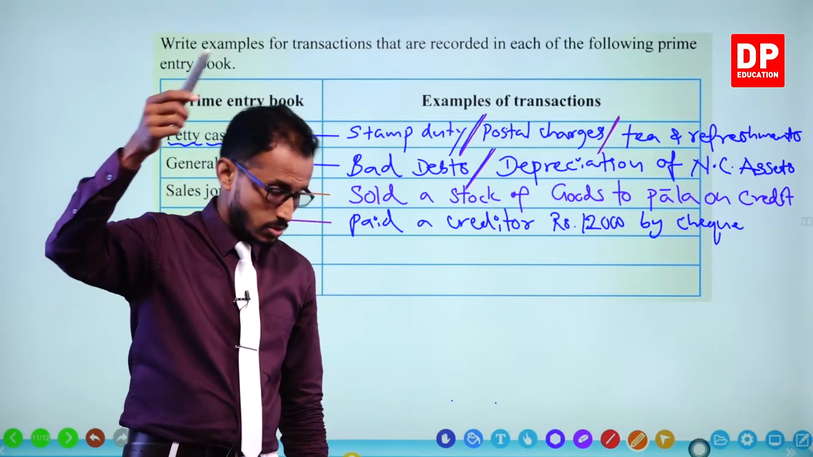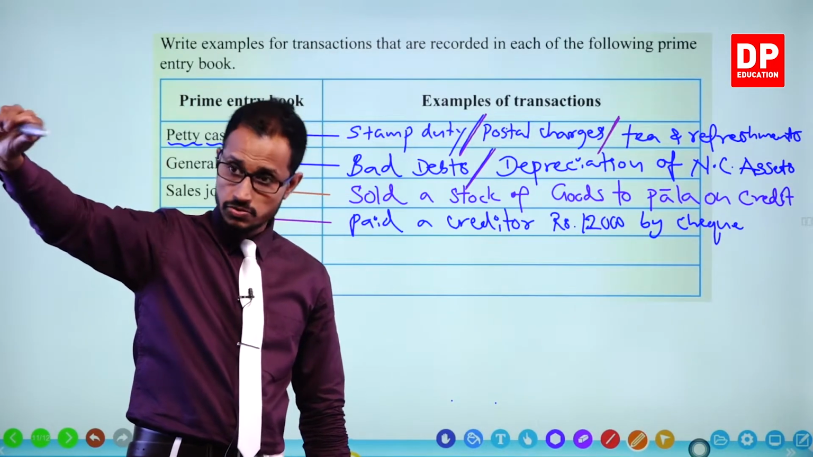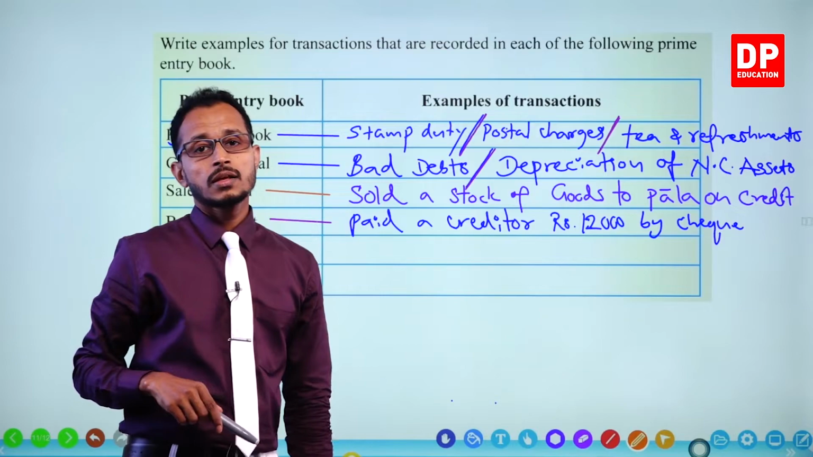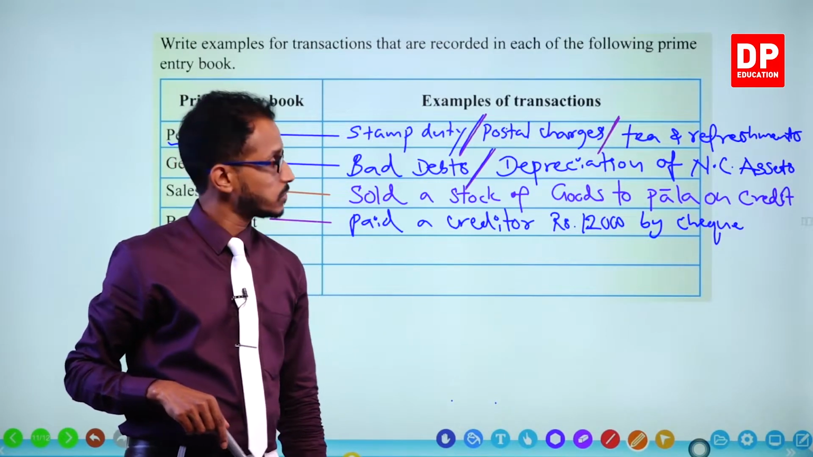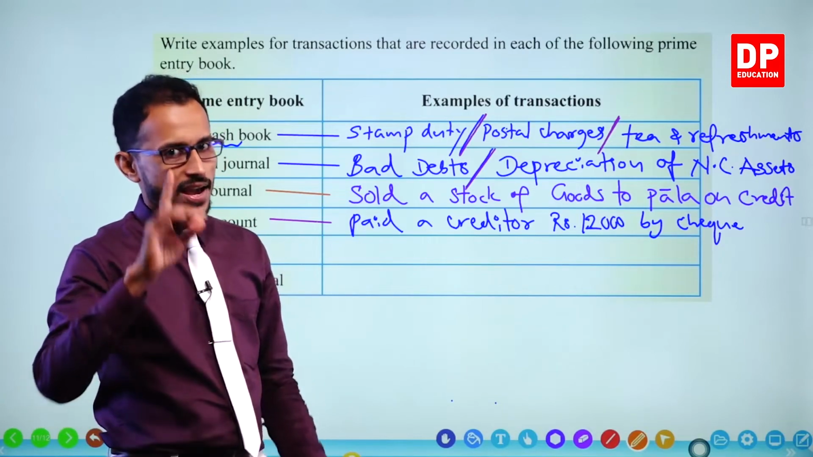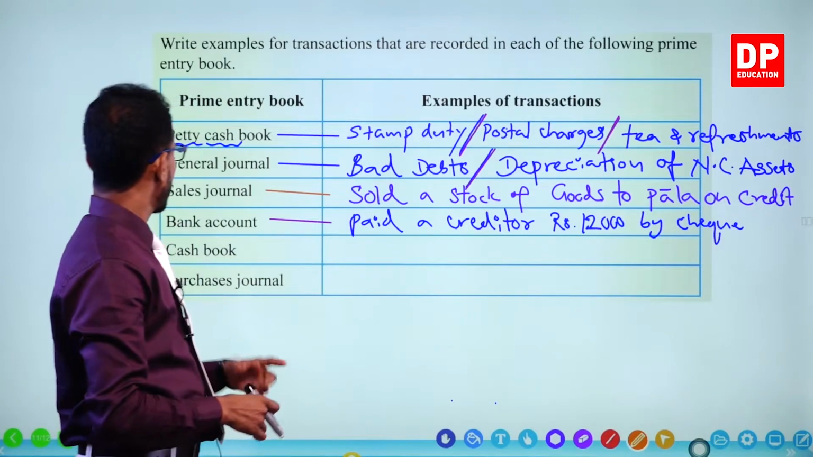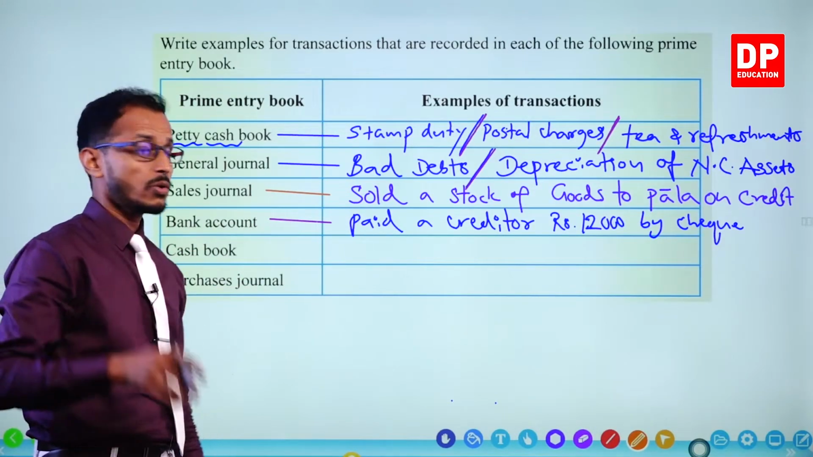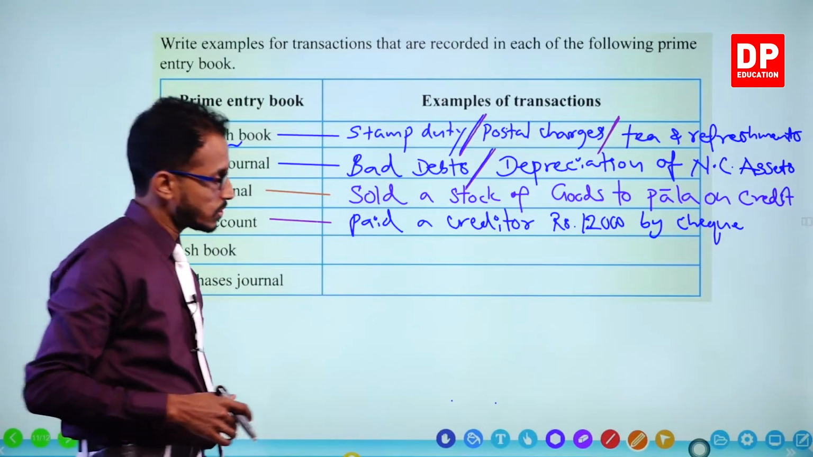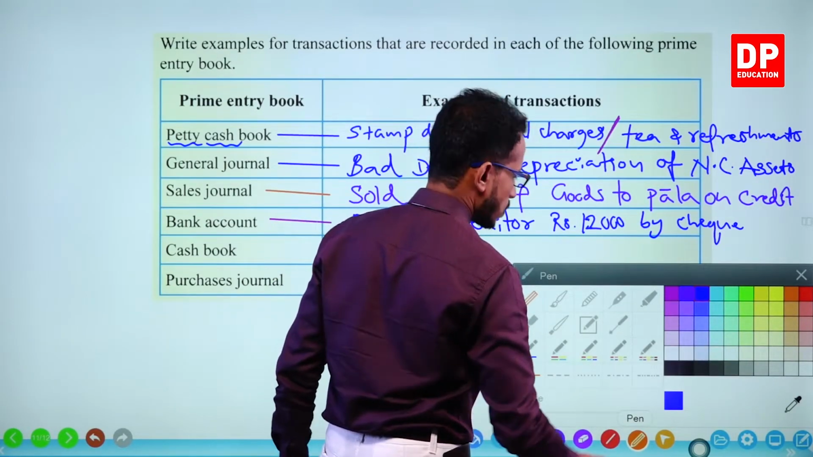So the creditor is going to go to the bank with our check and take the 12,000 from our bank account. 12,000 will be transferred from our bank account to his bank account. So bank money decreases. That's a bank transaction. It goes to the bank account, and we should record it in the bank account cash book.